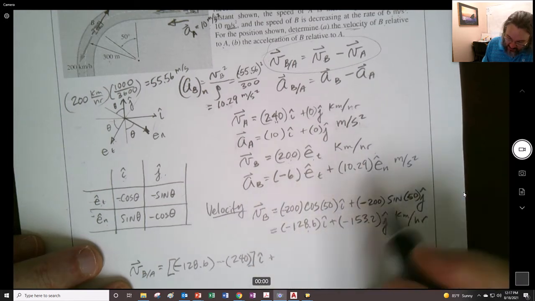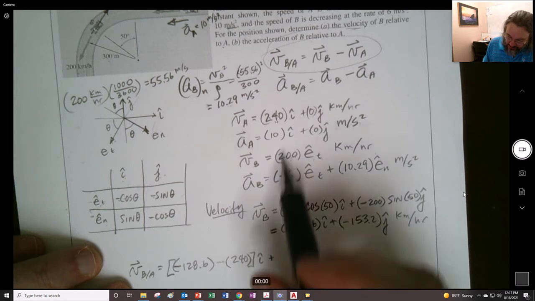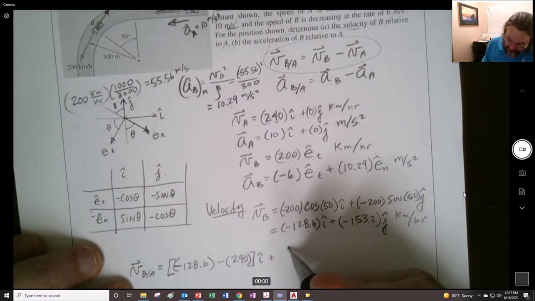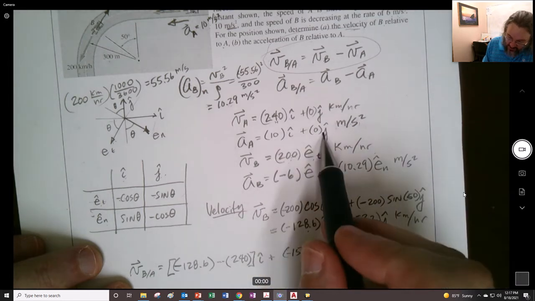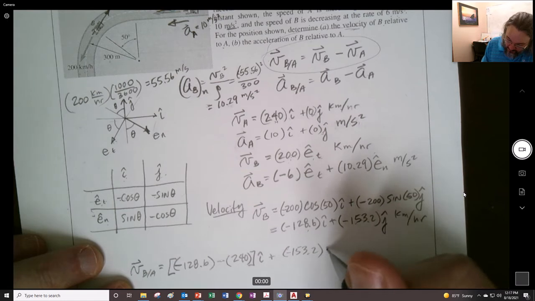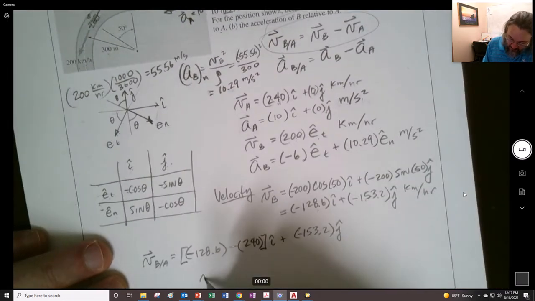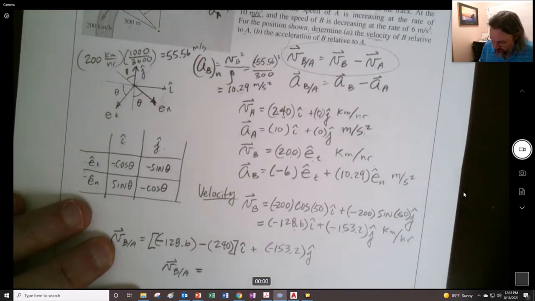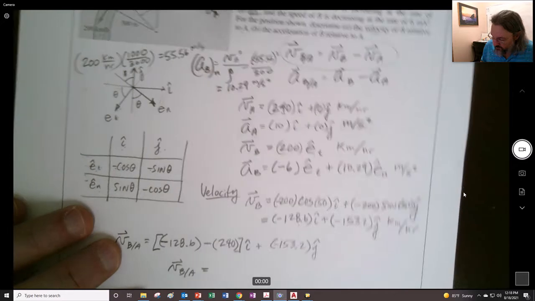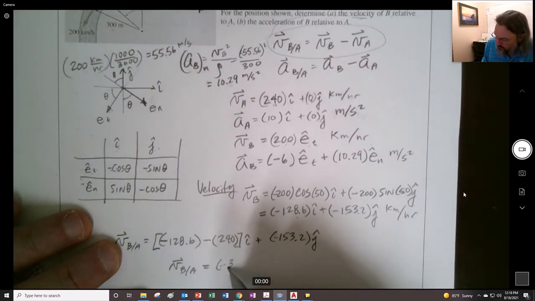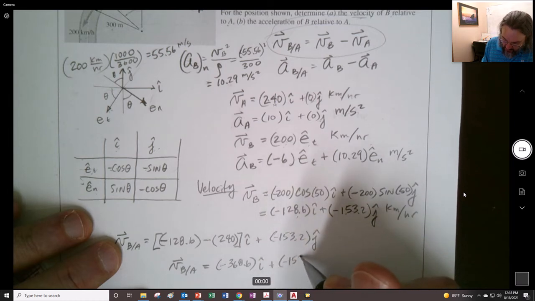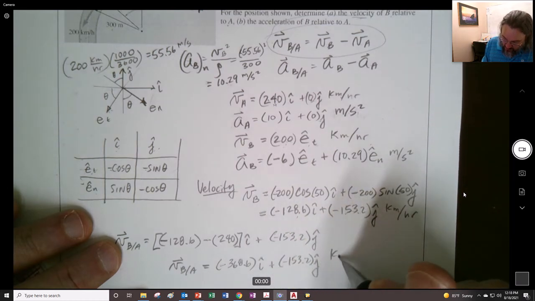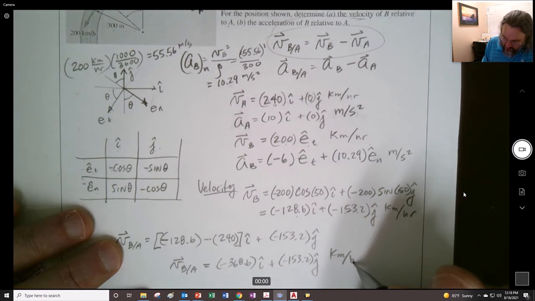I. And then here, for B, it's just this, because there is no y component in the A right there, right? J. So what we find for VB with respect to A is simply going to be negative 368.6 I plus negative 153.2 J kilometers per hour.